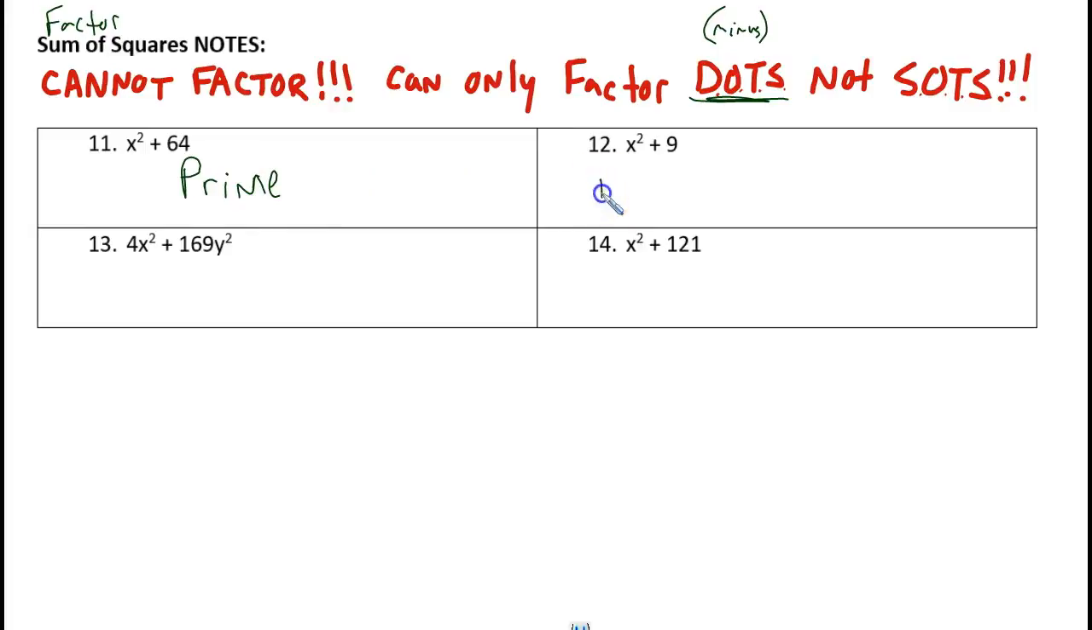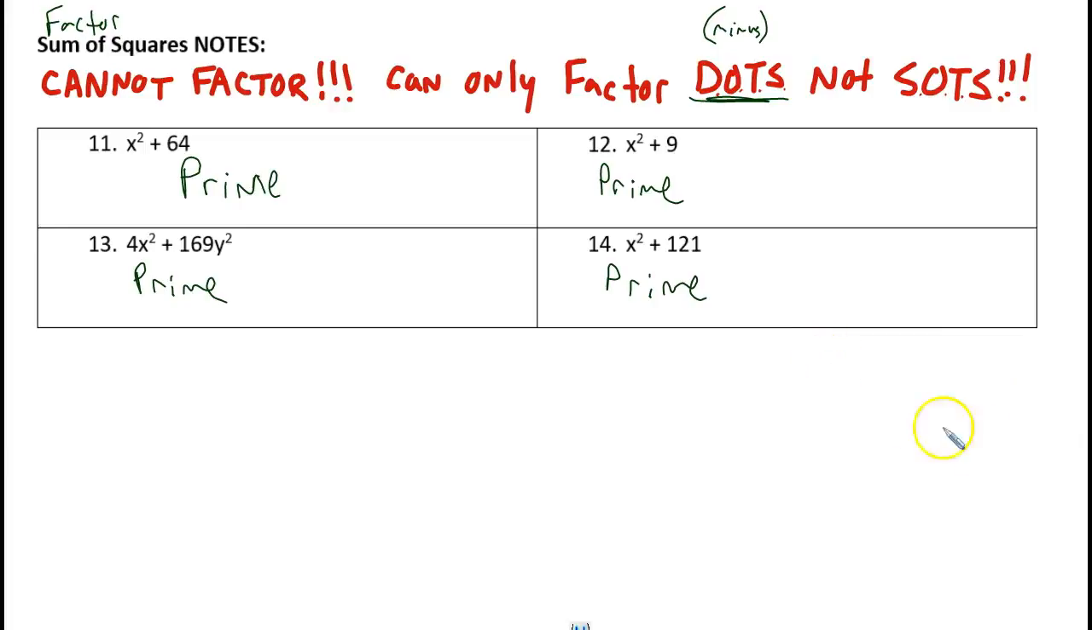Well, these other examples are also prime. They all have the same problem. They're all a perfect square plus a perfect square. x squared plus 9. 4x squared is a perfect square. 169y squared is a perfect square. And x squared and 121 are perfect squares, but the plus in the middle of every one of these causes us not to be able to factor them.